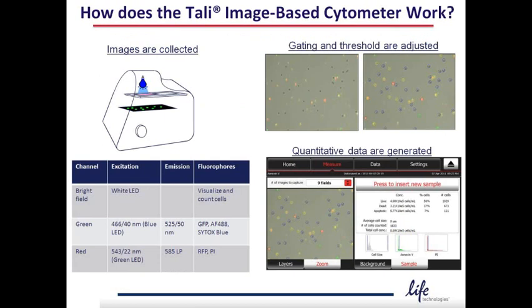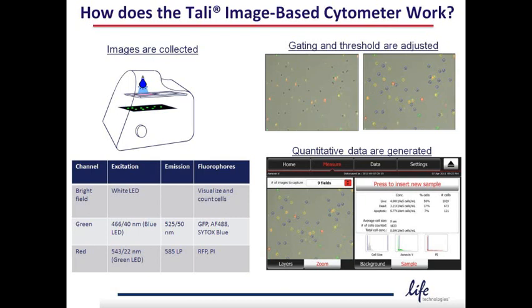How does this particular instrument work? In this case, the slide itself is put into the instrument. The instrument captures images in bright field, in a green fluorescent channel, and a red fluorescent channel. The parameters of those channels are shown here. It counts the cells in the bright field channel, and then it looks in the fluorescent channels to determine if those cells are fluorescent in either the green or the red.